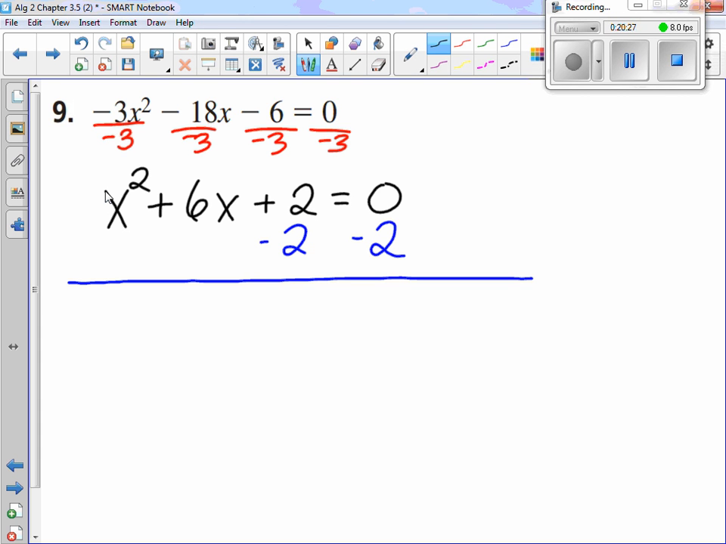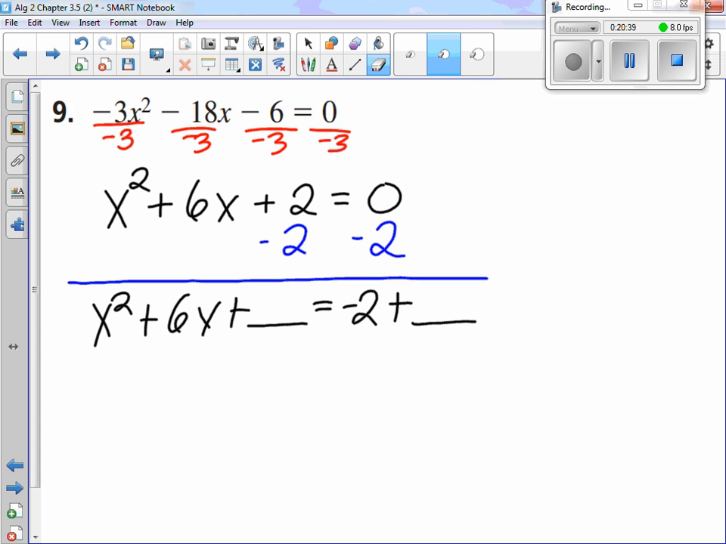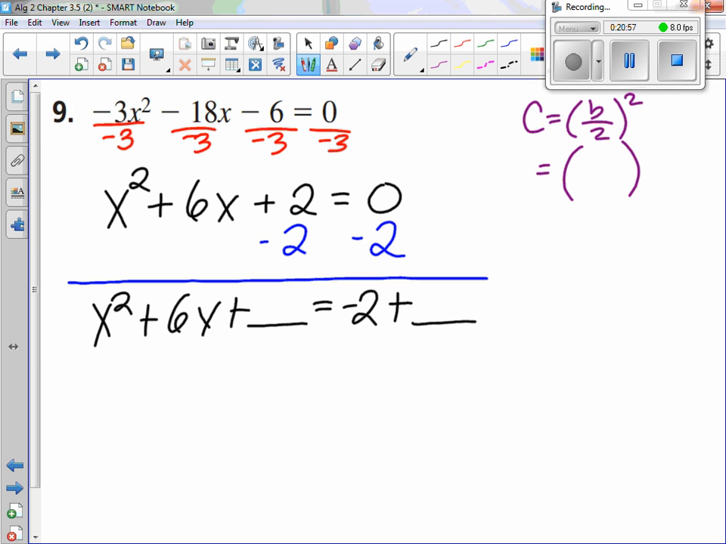So we're going to subtract 2 from both sides. We get x squared plus 6x plus, we leave a spot, is equal to negative 2 plus a blank. And we will get real solutions for this here. They just won't be rational solutions. So what's the value of b? So we have 6 divided by 2, which is?